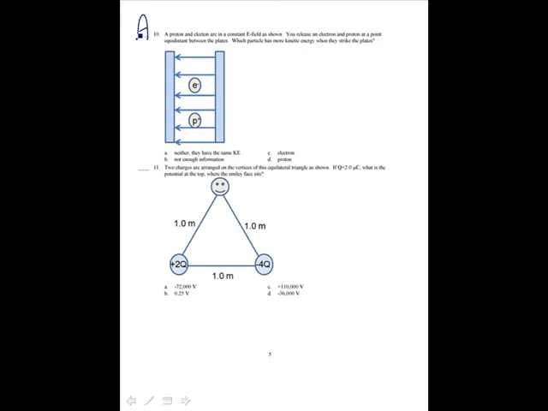Two charges are arranged on the vertices of the equilateral triangle. If Q is equal to 2, what is the potential at the top? Alright, so here we have 4 microcoulomb charge, and here we have a minus 8 microcoulomb charge.